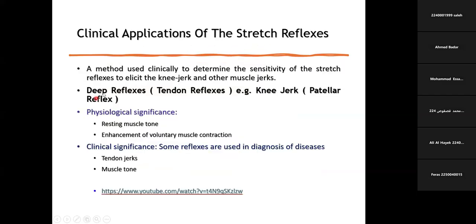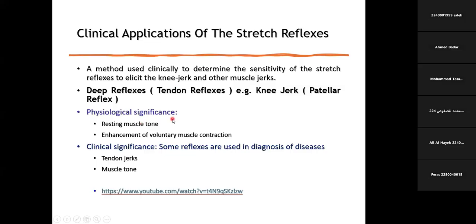But now we come to the most interesting thing, clinical application of the stretch reflexes. I go to point number 2. We have got tendon jerks and muscle tone, which help us in the diagnosis of different diseases. And we just now discussed the knee jerk. This is the best example, and we'll have a couple of other things in the next slides in which I will remind you what we discussed in the upper and lower motor neuron lesions.